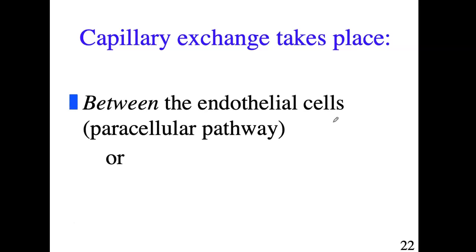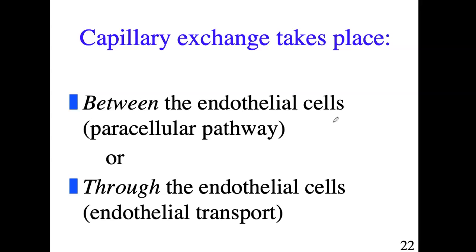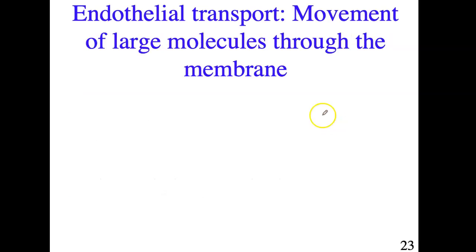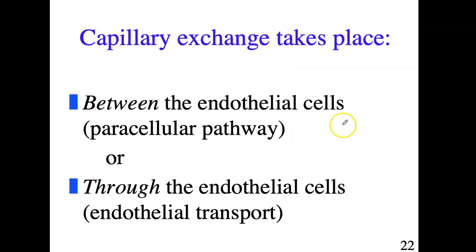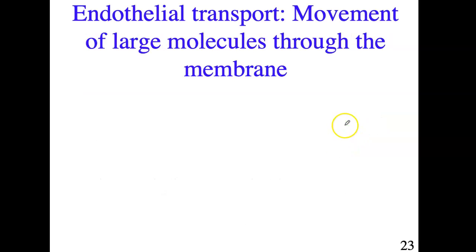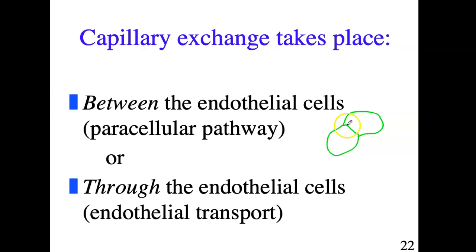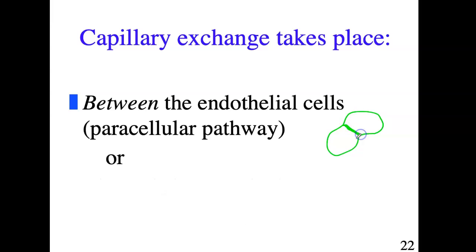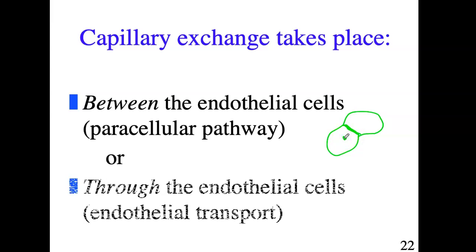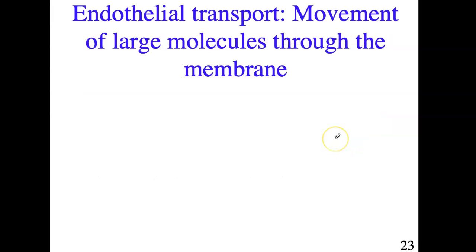Capillary exchange takes place how? Between the endothelial cells, it's called the paracellular pathway, or through the endothelial cells, that's endothelial transport. So do you understand the difference? Let's go back one. So these are the cells that make up that capillary. It's either going to come between the cells and be able to ooze out there, or right through the endothelial cell. So let's look at those.